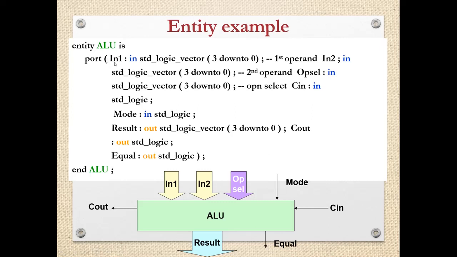So in1, that is the input 1, it is in std logic vector. Now instead of having a single bit, it is a multi-bit or a vector type of input, and that is declared as std underscore logic underscore vector and 3 down to 0. This is the size of the vector. So it is a 4-bit vector. Then we have in2, again the type is in std logic vector 3 down to 0.